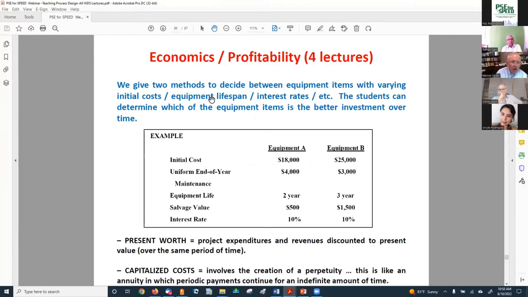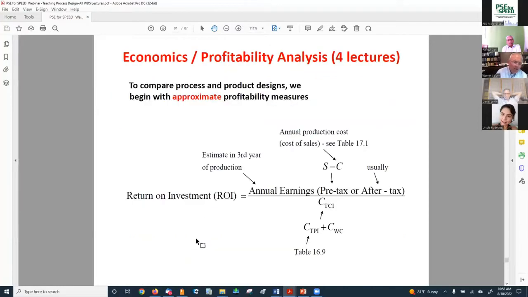And we talk about how you can compare two pieces of equipment, each having a different initial cost, each needing a certain amount of money for end of year maintenance. Each one has a different equipment life. And we talk about how do you compare these? And we use present worth and capitalized cost method. That's a standard thing.